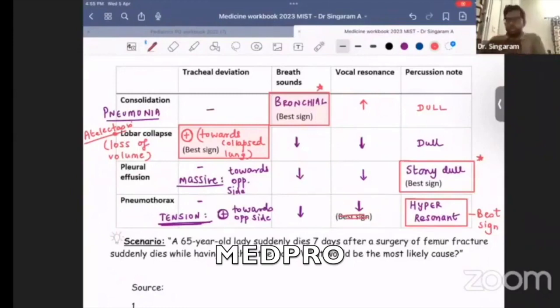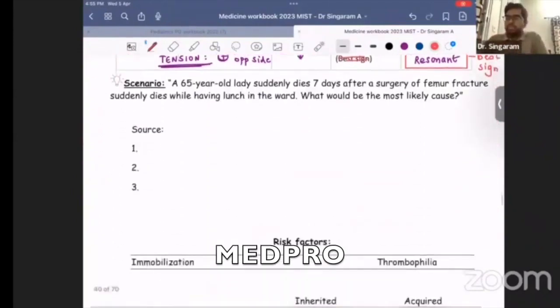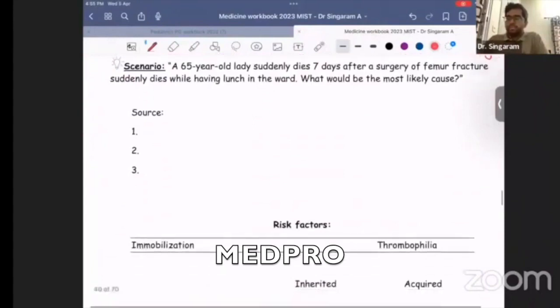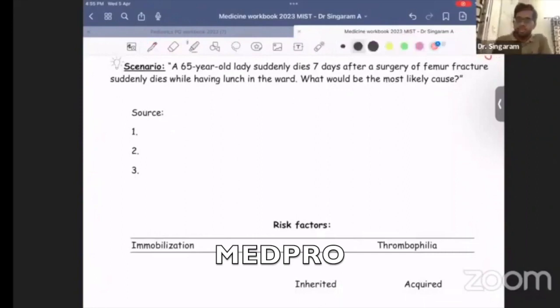Clear? Now we move on to the next topic, which starts with a short scenario like this. You have a 65-year-old lady who suddenly dies in the ward after surgery for a fracture of the femur. She was in the post-operative ward, imagine, and unfortunately she suddenly dies while having lunch. What would be the most likely cause?